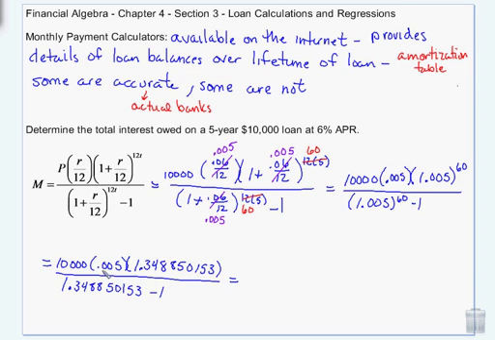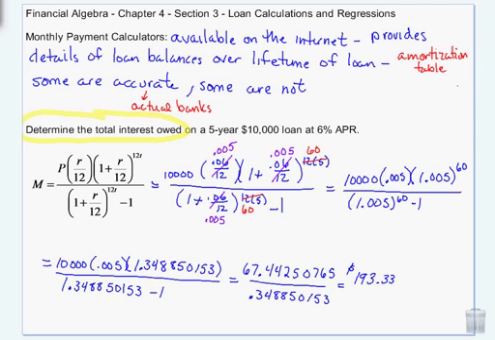And when I multiply all of that stuff, I get this. And then I subtract 1 from the bottom. And then I divide, and I get 193.33 for my monthly payment. But I'm not looking for my monthly payment. I'm determining the total interest owed.